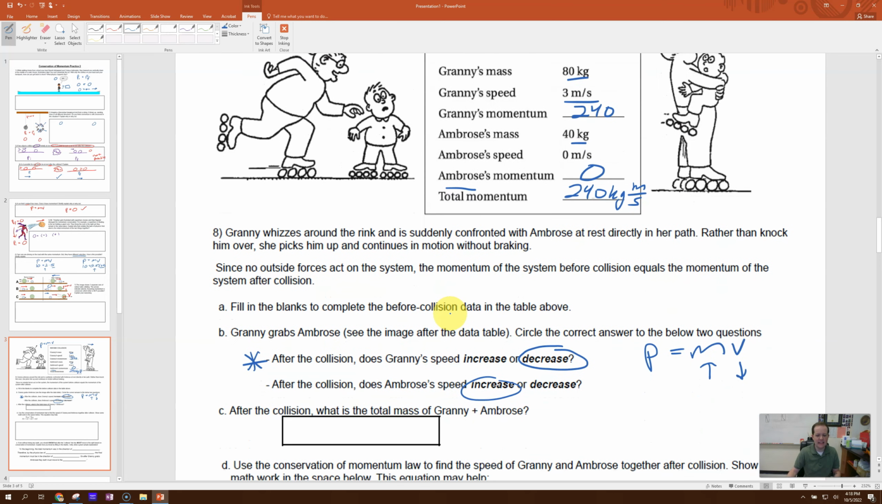Okay, let's keep going. C, after the collision, what's the total mass? Well, add the two masses. What's 80 combined with 40? That's 120. Okay, 120 kilograms. I'm going to switch to red.